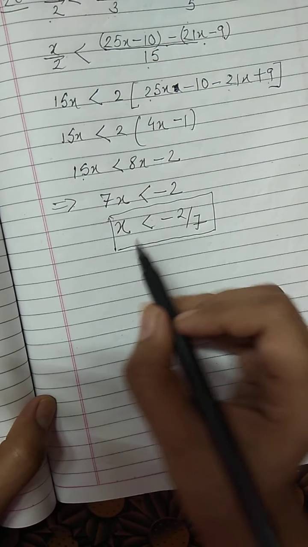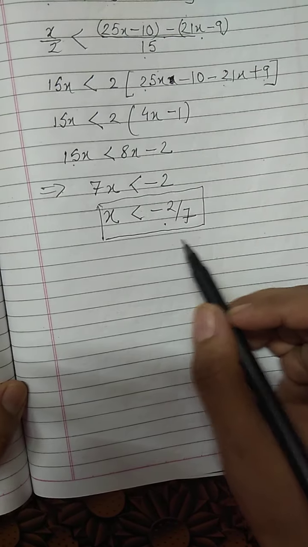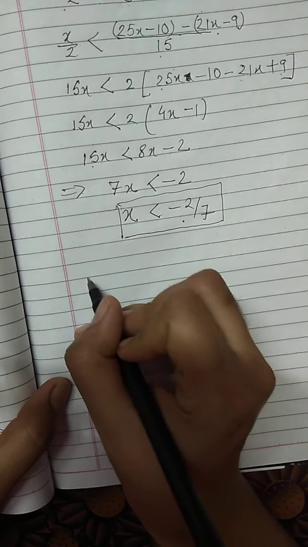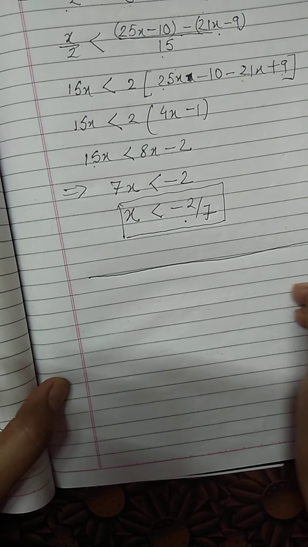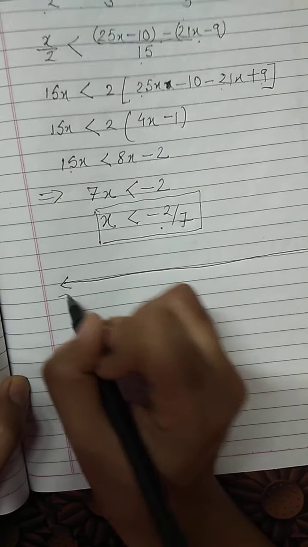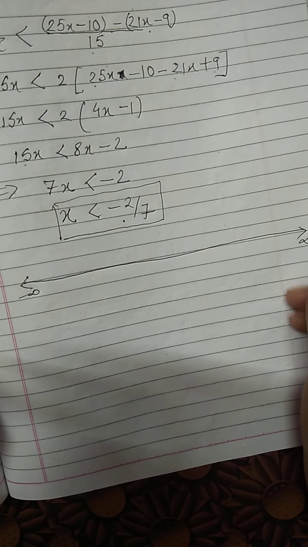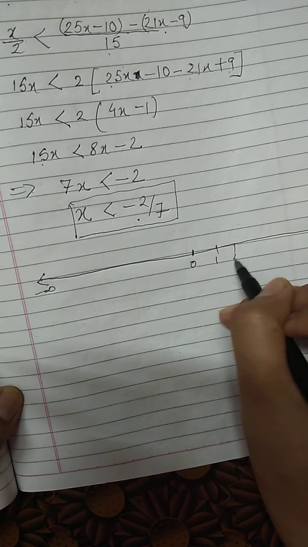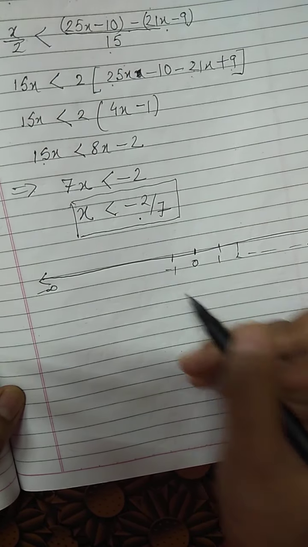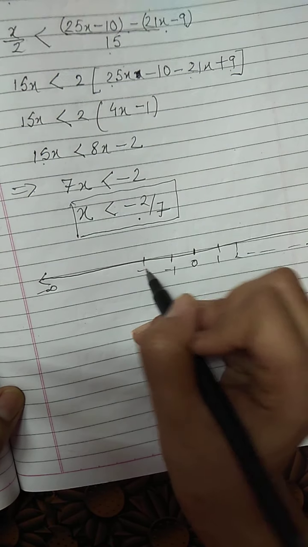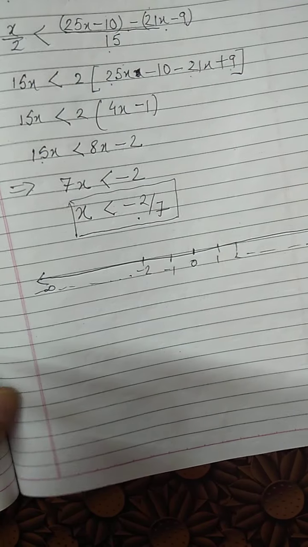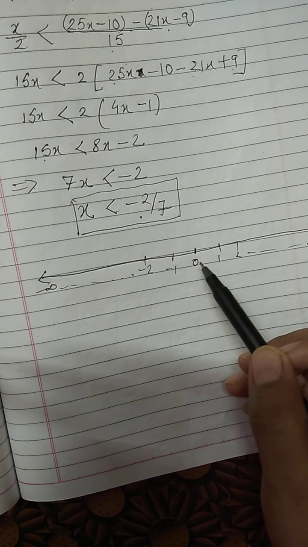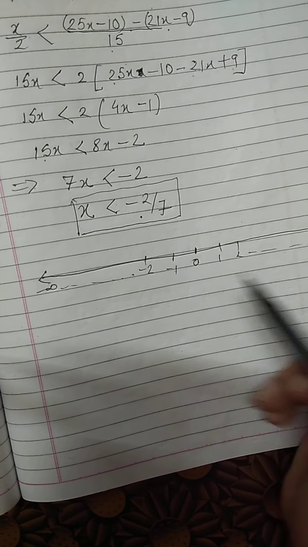Now we have to show this solution on the real number line. That means graphical representation of the solution. Okay. So once again we will take our number line. So if I take the number line here, minus infinity to infinity, and here if I show this is 0, let it be 1, 2 and so on. This side minus 1, minus 2 and so on. Now minus 2 upon 7 will lie somewhere between 0 and minus 1.